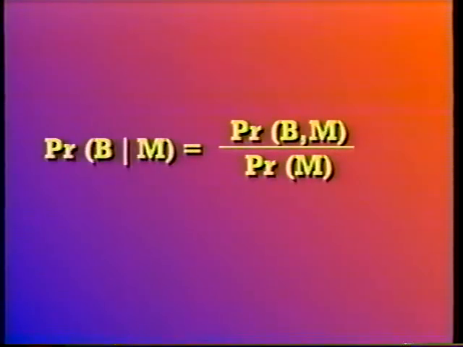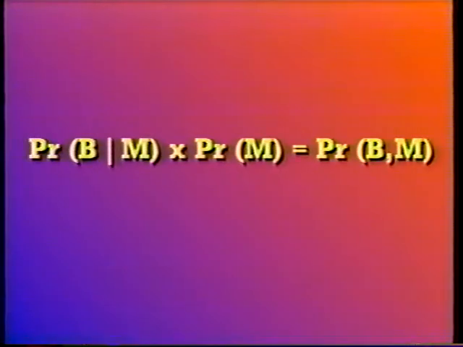Mathematically, we can compute the conditional probability of B given M as the ratio of the joint probability of B and M divided by the marginal probability of M. Remember, the marginal probability of M is the event that we are conditioning on. We are assuming that M is given. Similarly, if you multiply your conditional probability of B given M by the marginal probability of M, you will get the joint probability of B and M.